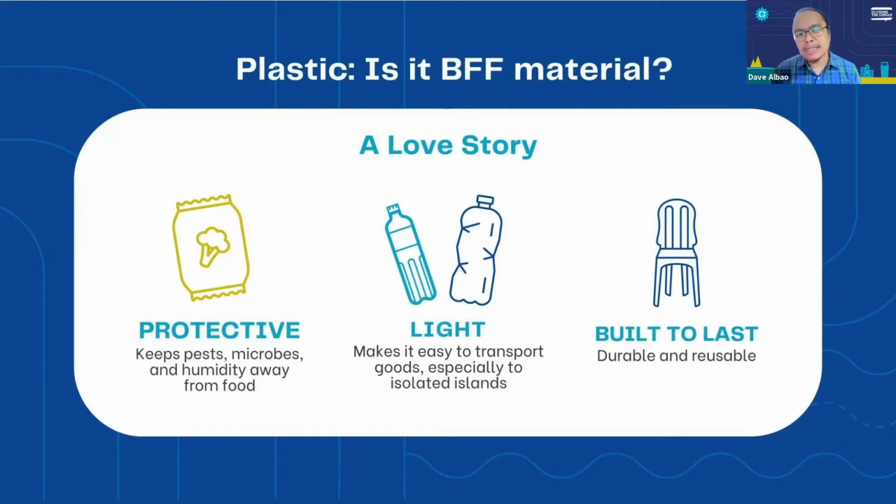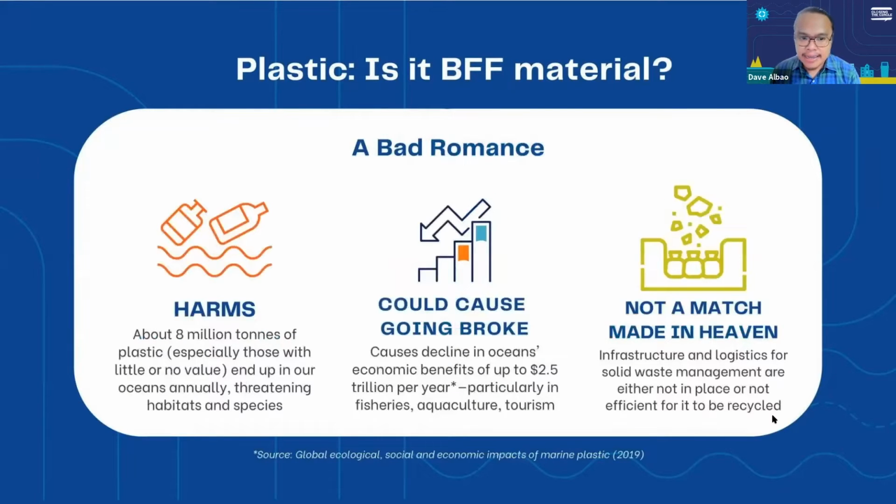However, these same qualities actually cause plastic to be a threat to the environment. So it ends up in the environment, and that creates a bad romance. If you look at the next slide, you would see why this is a bad romance for the environment. It harms habitats and species, especially the oceans. About 8 million tons of plastic end up in our oceans annually.